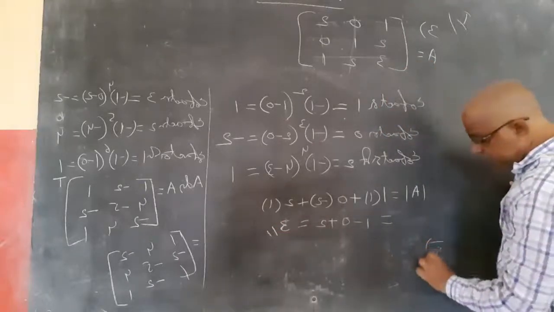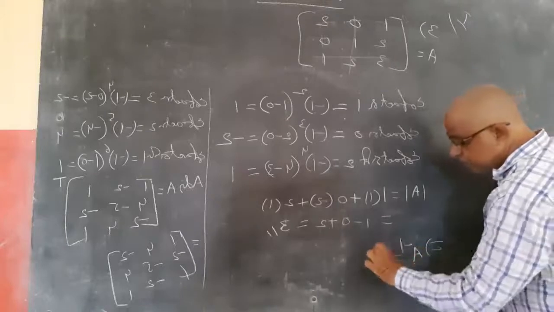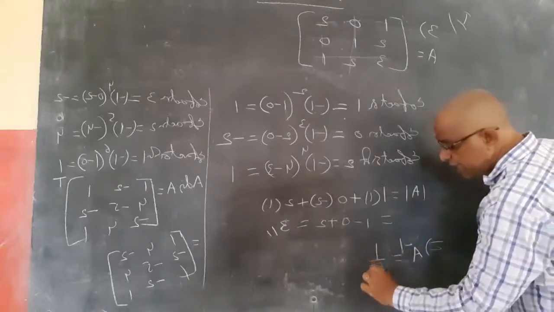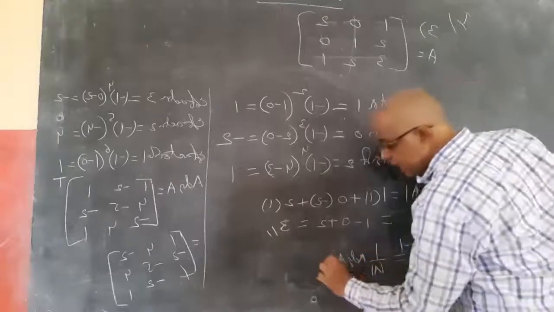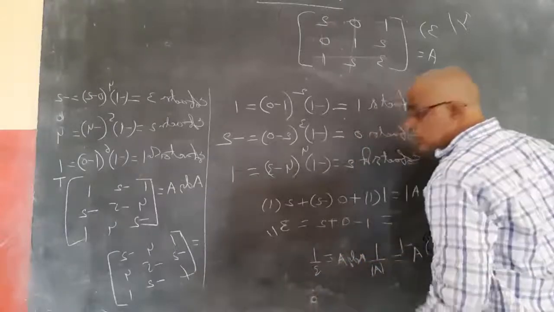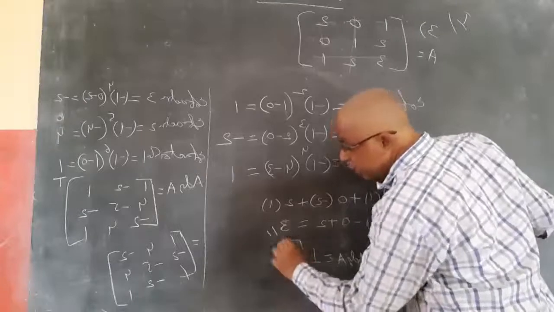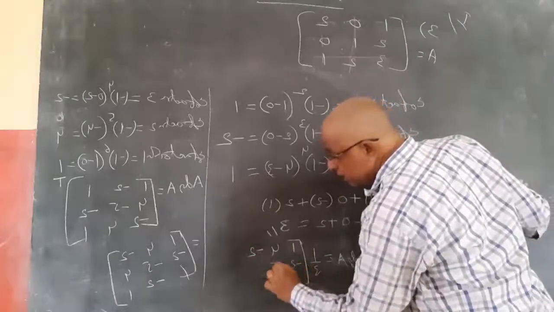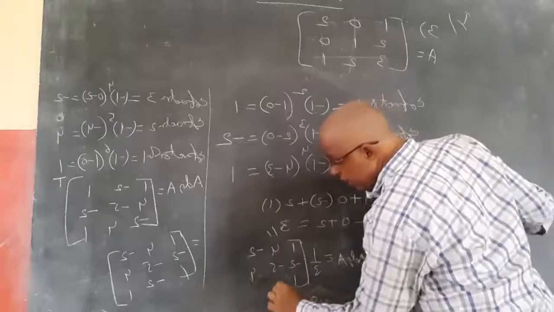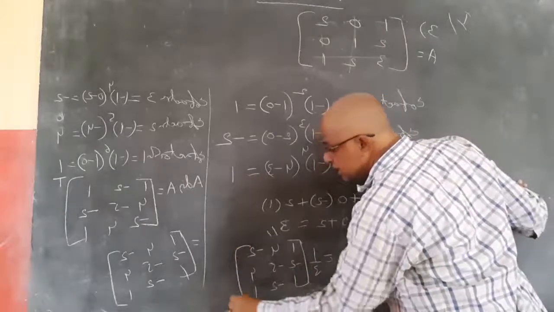Now A inverse equals 1 by det A into adjoint A. 1 by det A into adjoint A equals 1 by 3 into adjoint A, which we got as [1, 4, -2; -2, -5, 4; 1, -2, 1]. So this is A inverse.